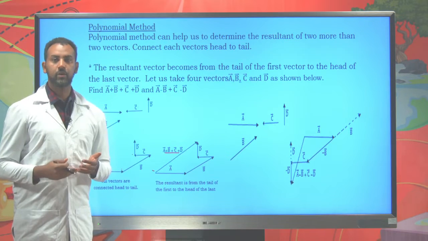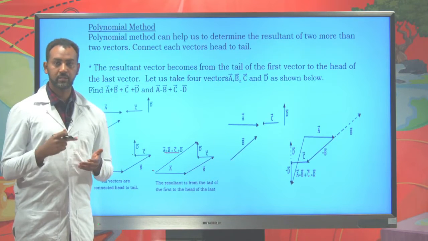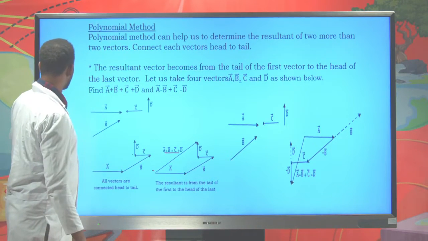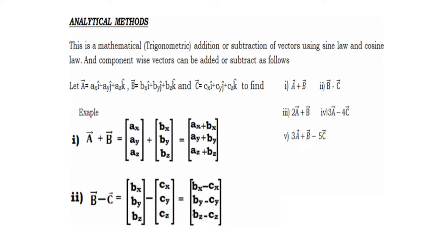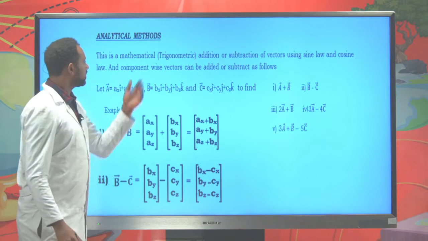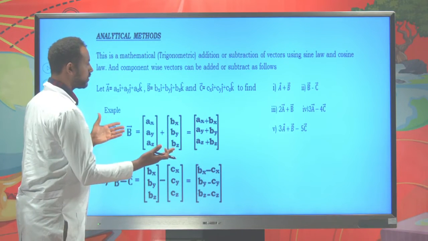And we have seen triangular methods, parallelogram methods, and polygonal methods. And the other concept is the analytical method of vector adding and subtracting. The analytical method of vector addition and subtraction uses trigonometric concepts, sine law and cosine law. Here, it's also possible to use components.